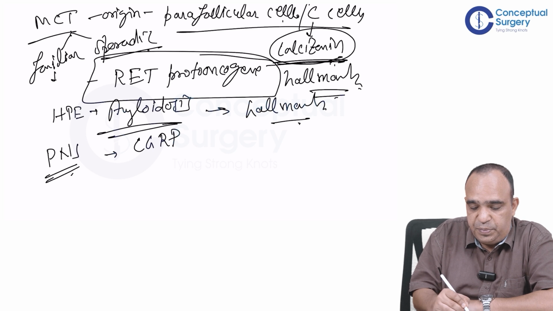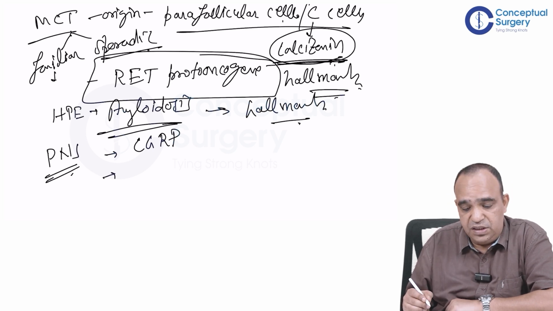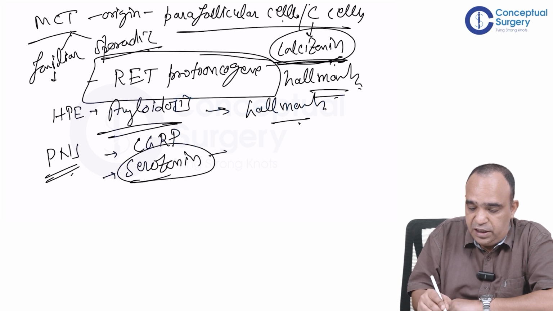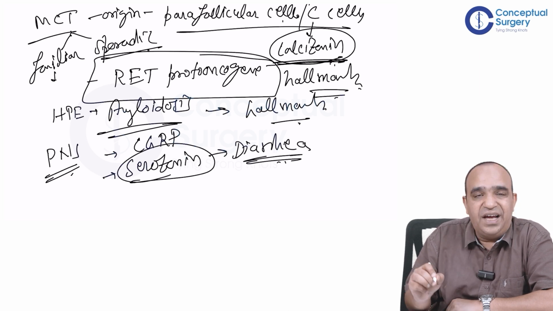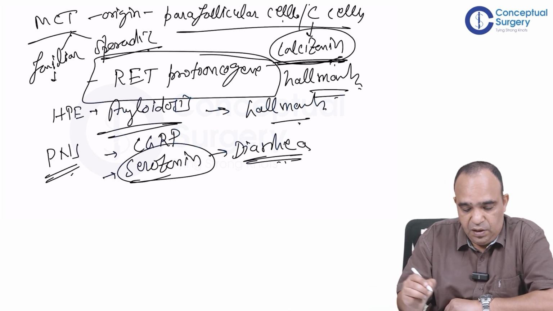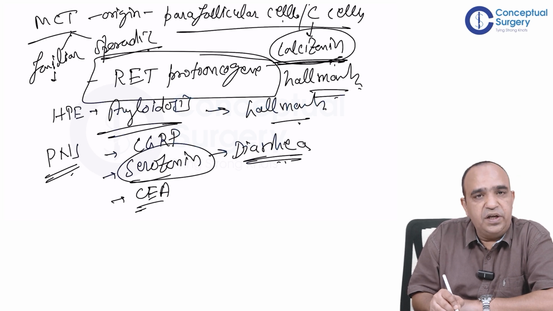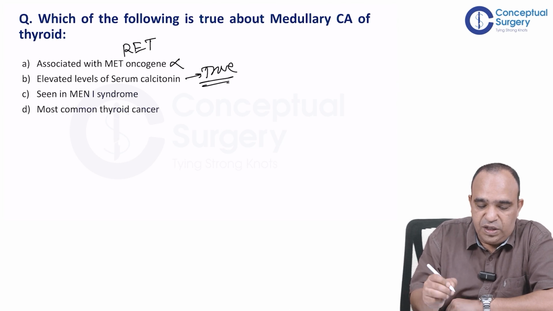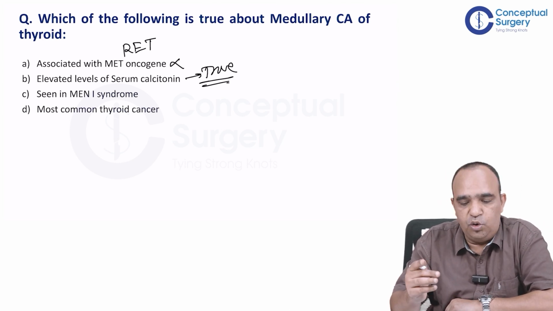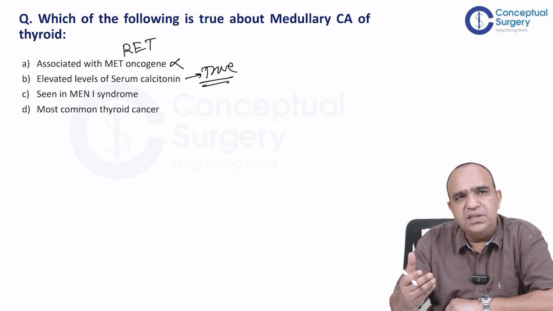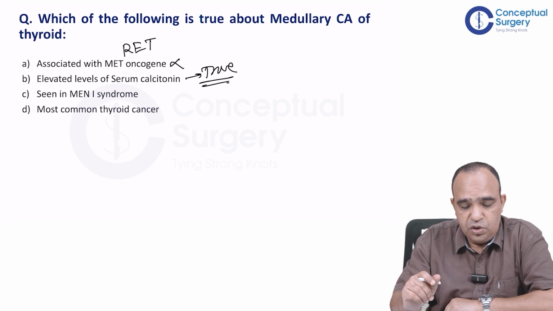Calcitonin gene related peptide, CGRP. It also produces serotonin that can be responsible for diarrhea associated with medullary carcinoma thyroid. It can also produce carcinoembryonic antigen, prostaglandins. Okay. Seen in MEN 1 syndrome? MEN is multiple endocrine neoplasia. There are three syndromes: MEN 1, 2A, and 2B. So, MEN 1 syndrome does not include thyroid cancer.